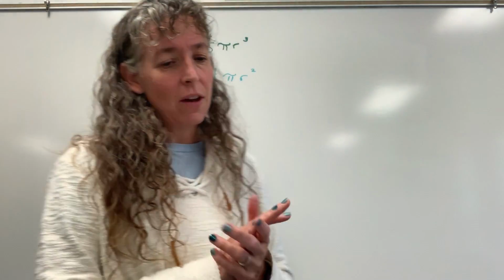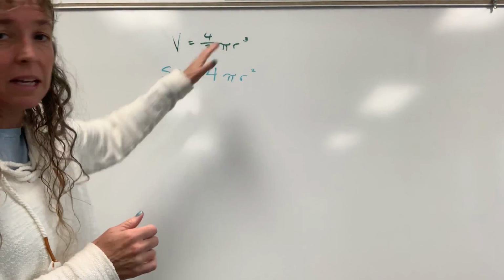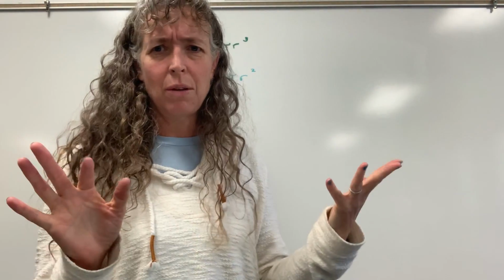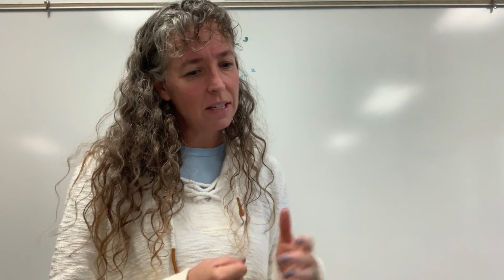All right, so let's look at the formula for the volume of a sphere. I have it written up here in green. It's 4/3 pi r cubed. It's totally weird and strange, but that's what it is. So let's look at example number 1. Find the volume of the sphere. Give your answer in terms of pi.